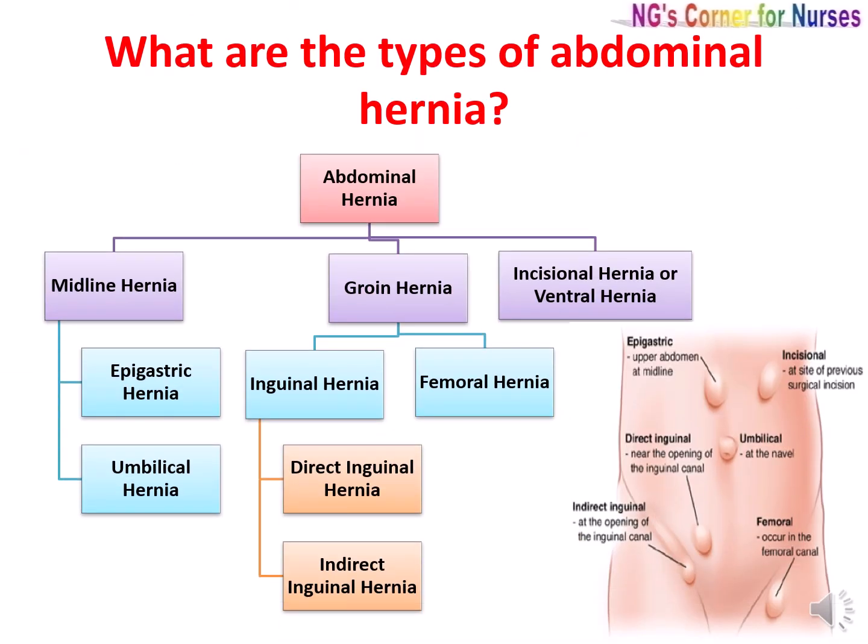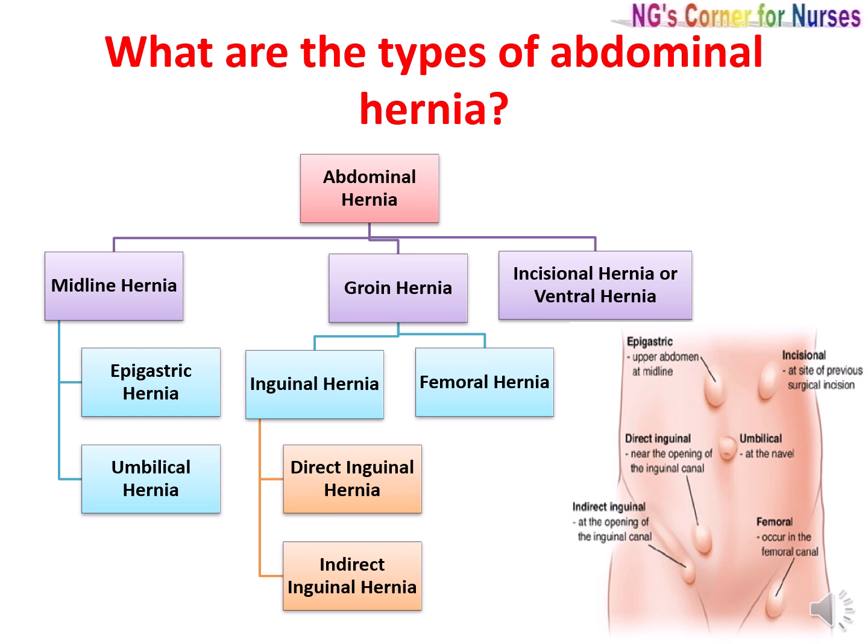Next, coming to the types of abdominal hernia. First is midline hernia. Whenever the herniation is present in the midline of the abdomen, it is called midline hernia. The examples of midline hernia are epigastric hernia and umbilical hernia. Next, whenever the herniation is present at the groin site, it is known as groin hernia. The examples of groin hernias are inguinal hernia and femoral hernia. Inguinal hernia can be subdivided into two types, direct inguinal hernia and indirect inguinal hernia.